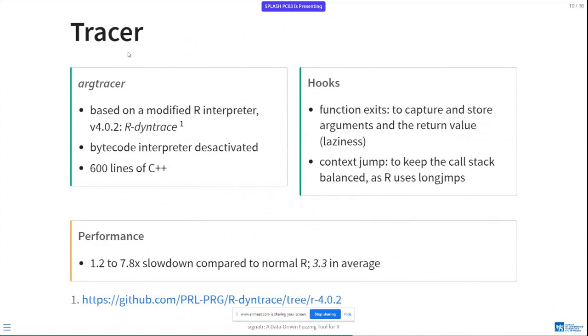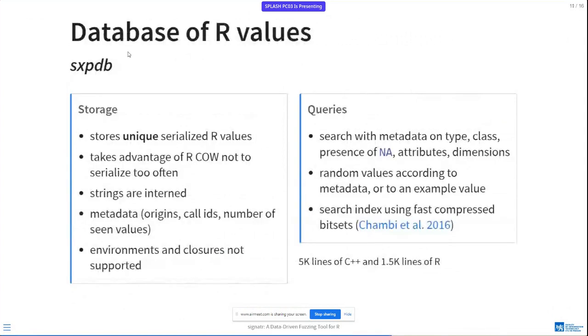So this is for the tracer, and so we store the values into a database. And so we decided not to reuse SQLite, for instance, but to build our own database. Why is that? Because we wanted really a database for the specific R values, that would be specialized for data frames, for this kind of values that we have in R, and also to have a query API that would be easy to use to randomly sample from it. So we store only unique values in this database.